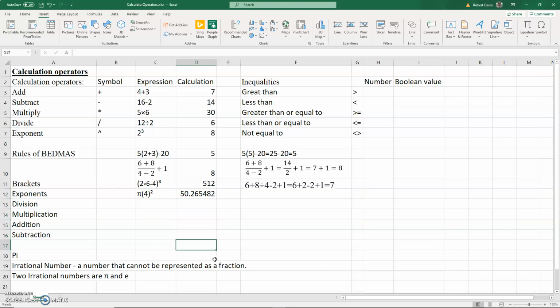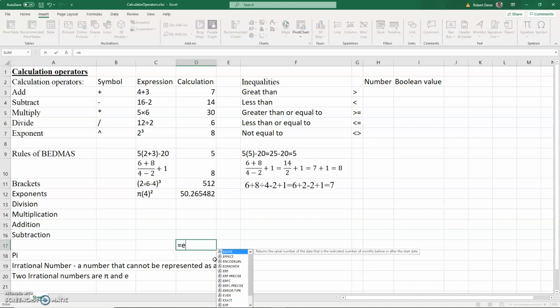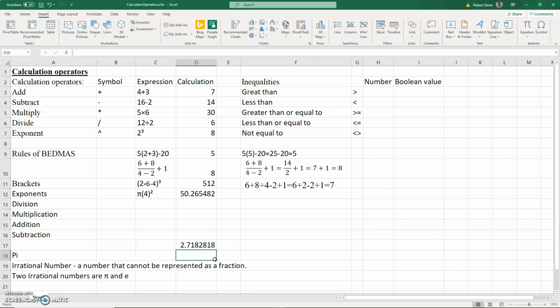E is technically a number which is 2.71 something, and so on. Again, it's an exponent, decimal places repeat forever. And it could also be represented exp bracket 1. It's basically doing e to the exponent 1. And there's our 2.718281. And again, those decimal places repeat forever.